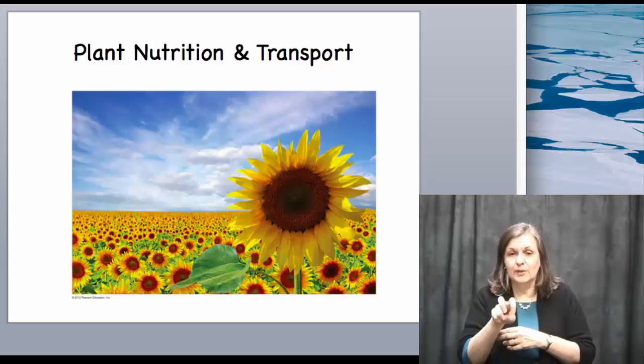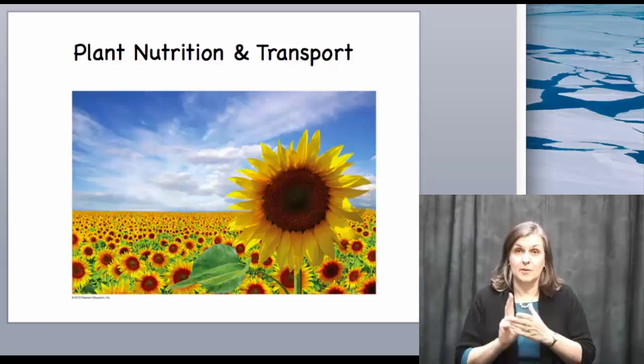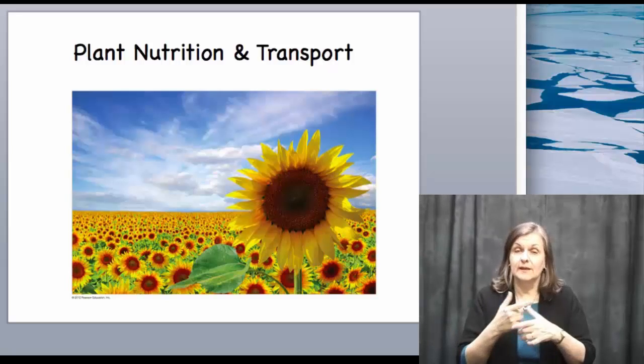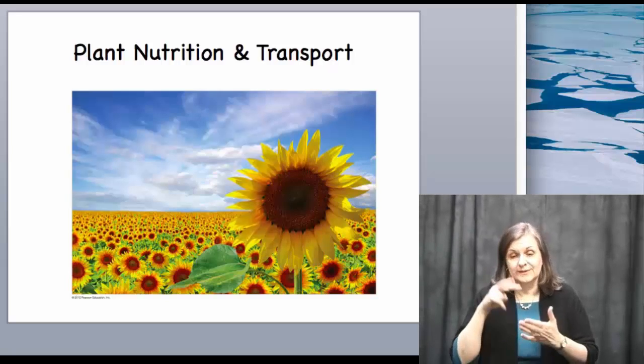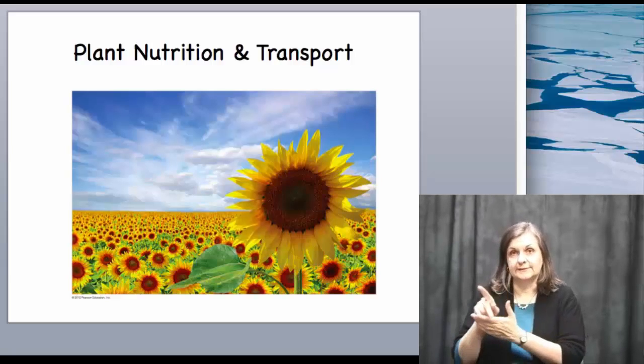The transport of nutrients around the plant is one of the most critical functions it does. It must do this in order to perform photosynthesis and produce sugars. We'll look at how this process occurs in a couple of different types of plants.